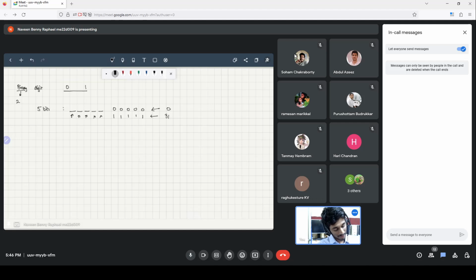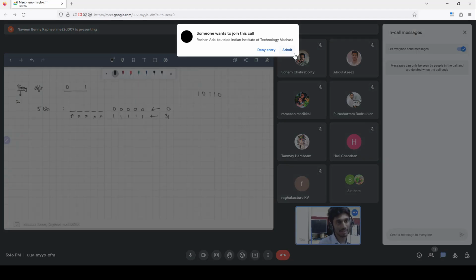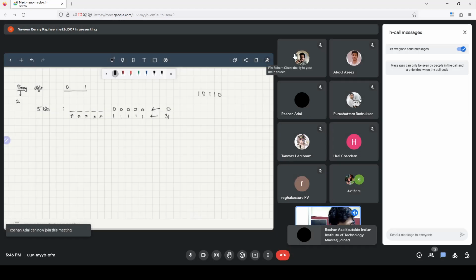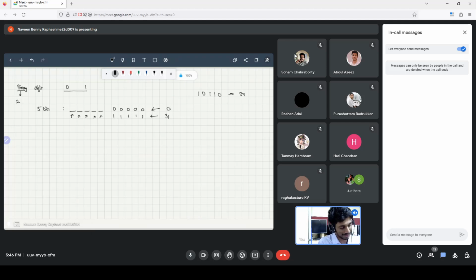So, if I slowly change every number between 0, 0, 0, 0, 0 and 1, 1, 1, 1, 1, I can generate every number between 0 and 31. So if I say 1 0 1 1 0, this will be one such number in this range, and I think this will be like 24 or something like that.